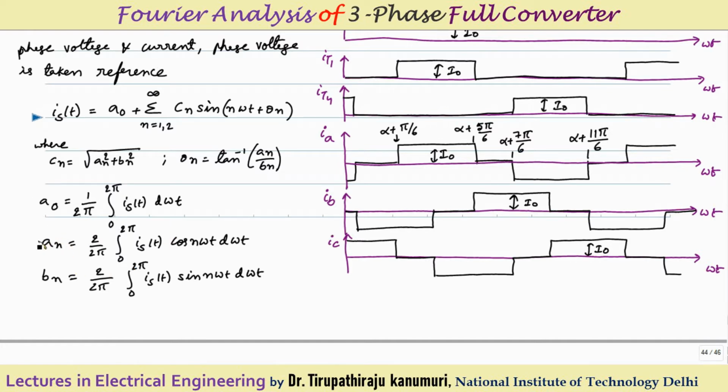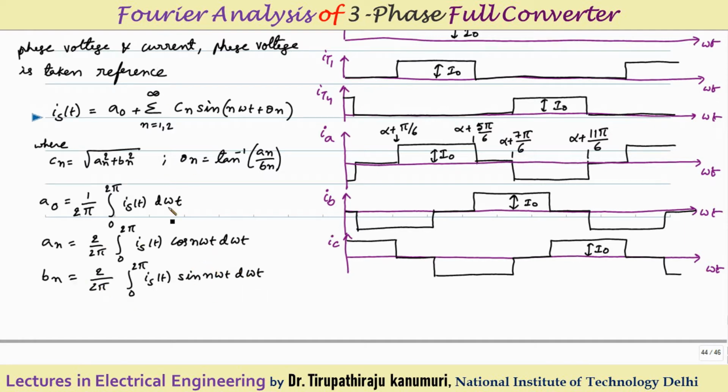Now coming to the An component, An will be equal to 2 by 2 pi integration from 0 to 2 pi Is of t, whatever is the instantaneous value, multiplied with cos n omega t d omega t. Similarly Bn will be with sin n omega t.